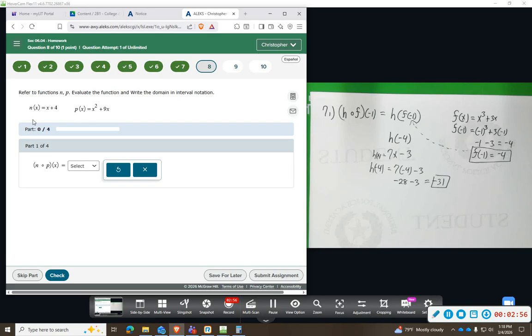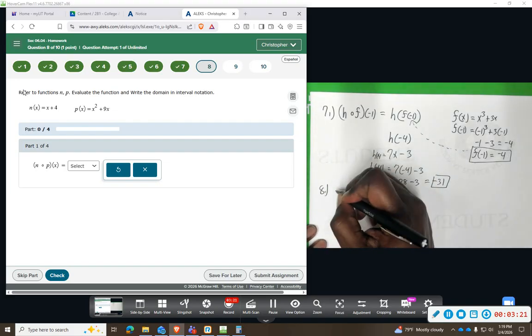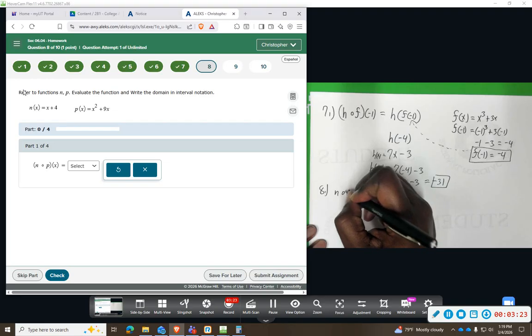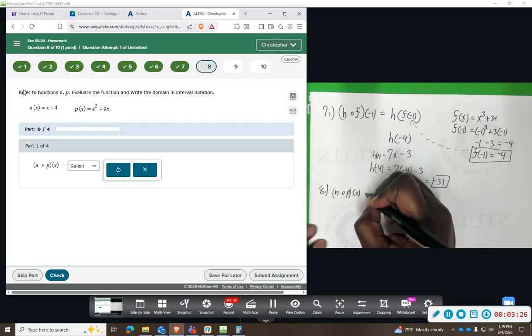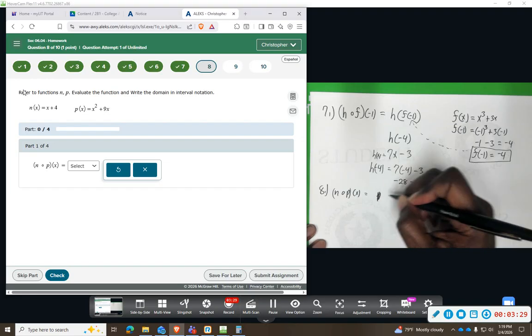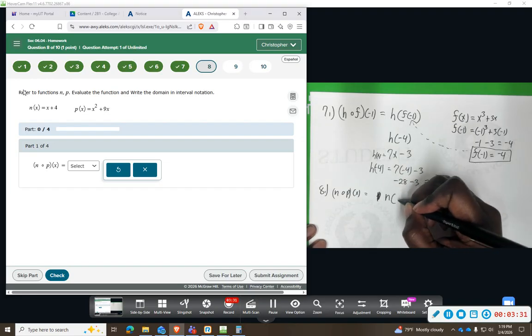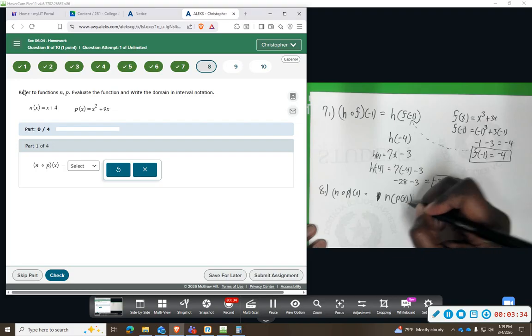Number 8, we're given these functions and we have 4 parts. We're going to write and evaluate the function, write the domain, and put it in interval notation. So n composed of p, or n composition of p, that's going to be n of p of x.